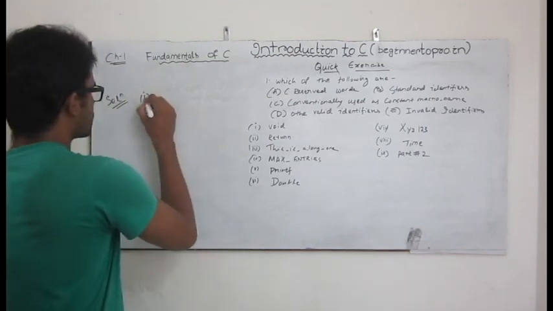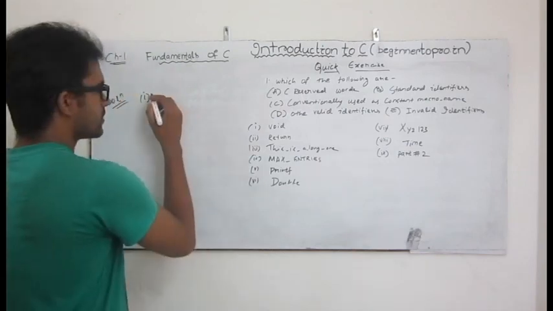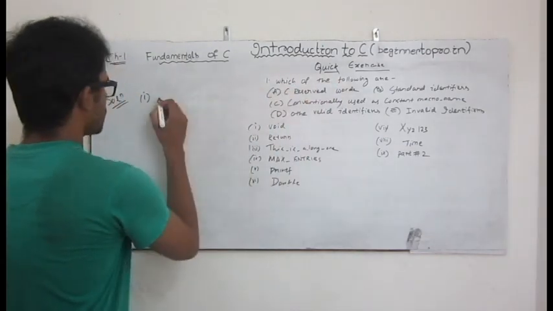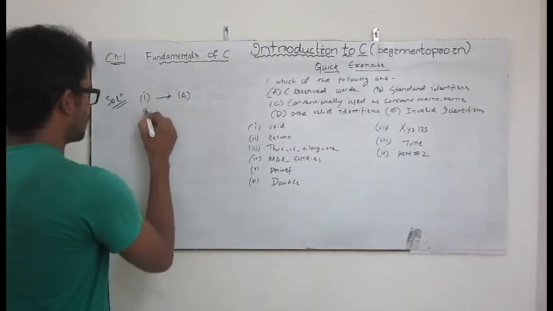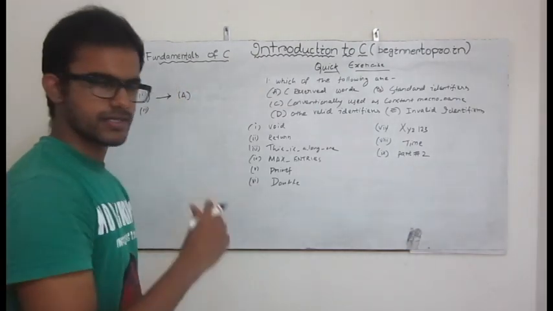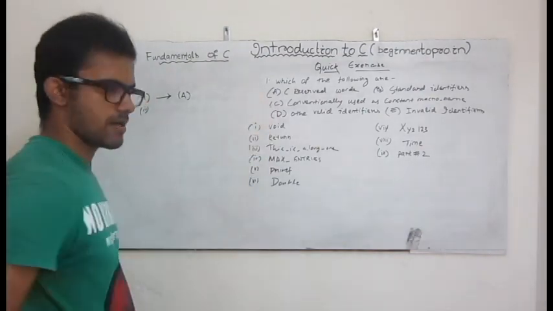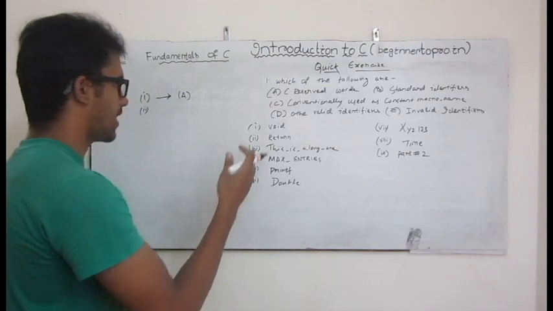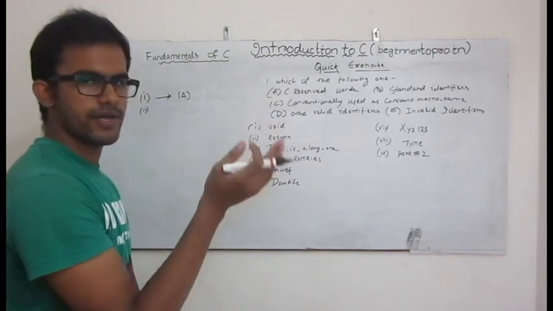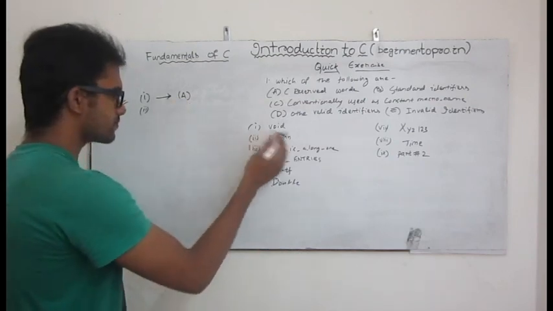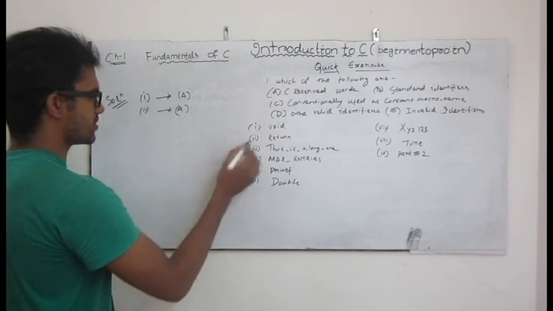Which of the following are C reserved words, standard identifiers, conventionally used as constant macro names, other valid identifiers, and invalid identifiers? Let's solve this problem. What is the solution of the first one? Void. It is a C reserved word. You can check it by going backward, where I taught you the C reserved words and some of the syntax of invalid identifiers also. Return is also a C reserved word.